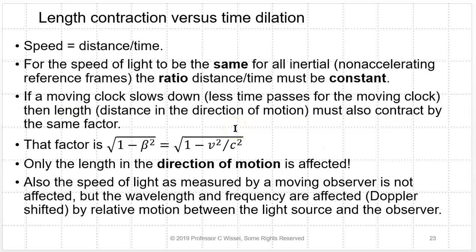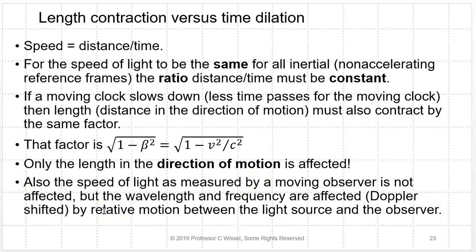Length contraction versus time dilation. Remember, speed is distance divided by time, and the speed of light has to be the same in all inertial reference frames. So if the speed of light has to be the same, the ratio distance divided by time must be constant. So if a moving clock slows down, that is, less time passes for the moving clock, then length, that's the distance in the direction of motion, must also contract by the same factor. That factor is the square root of the quantity 1 minus beta squared. Only the length in the direction of motion is affected.